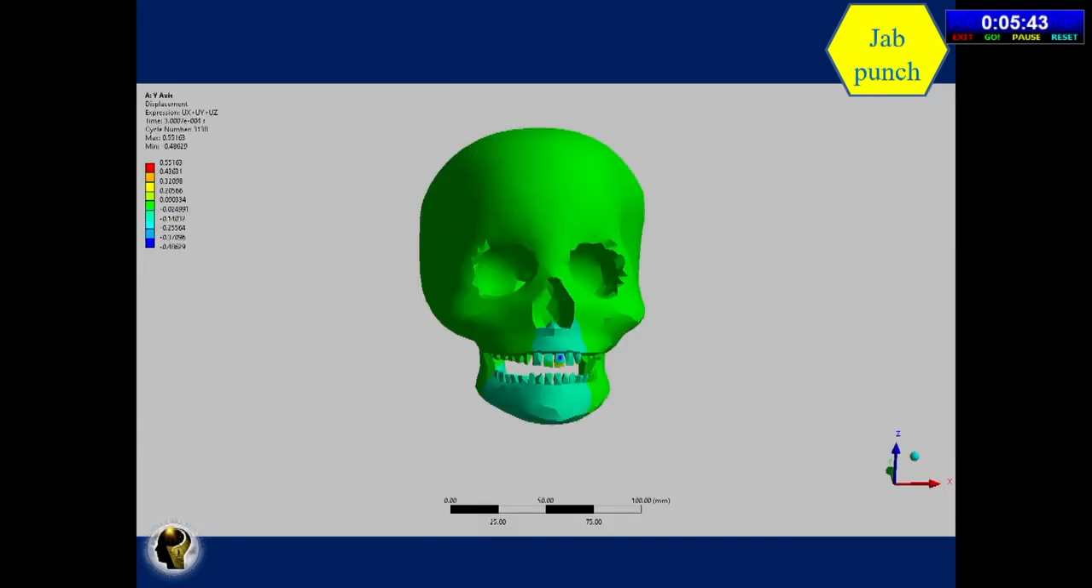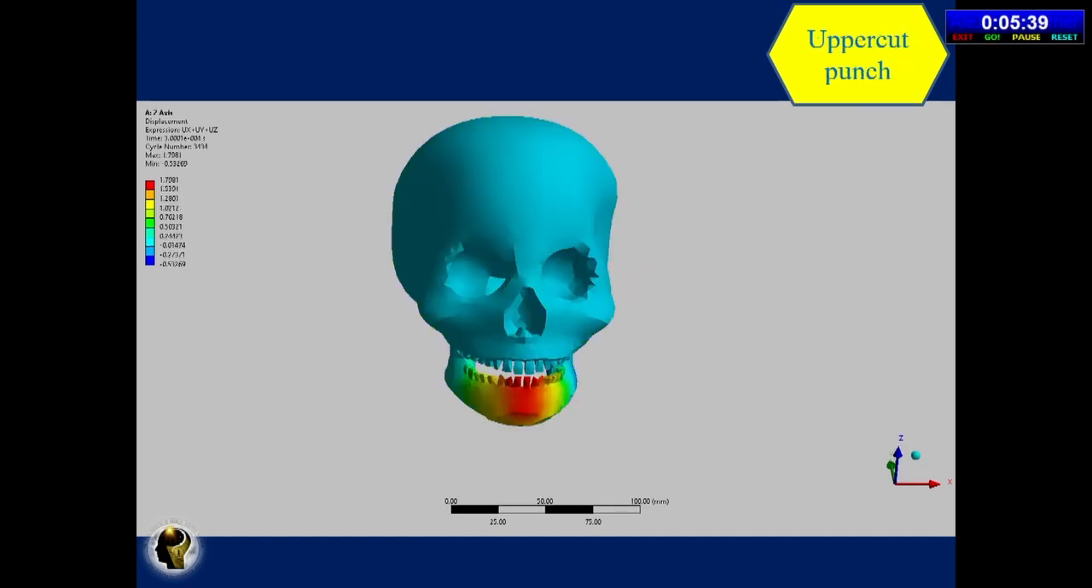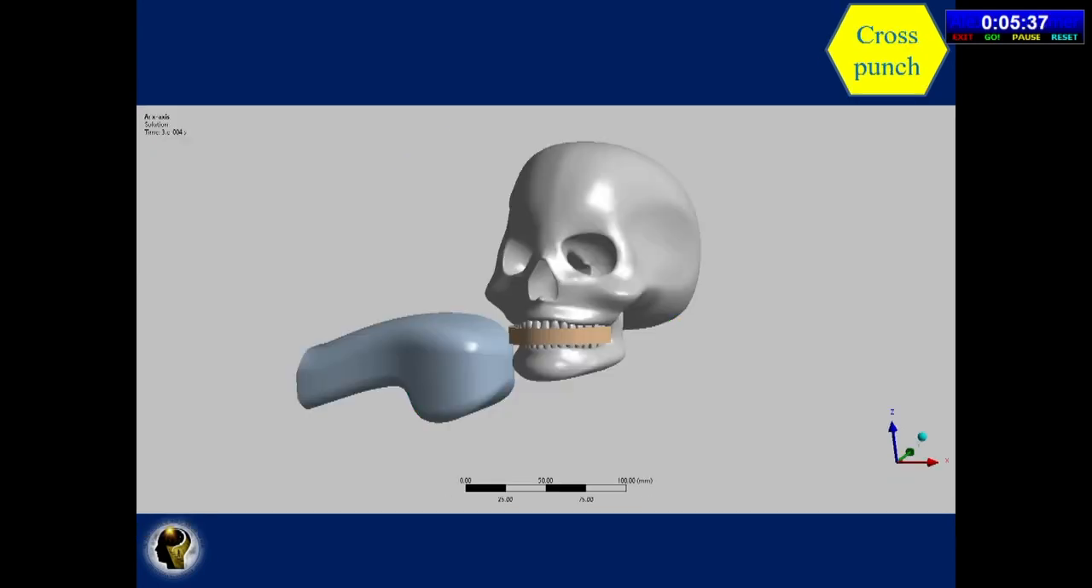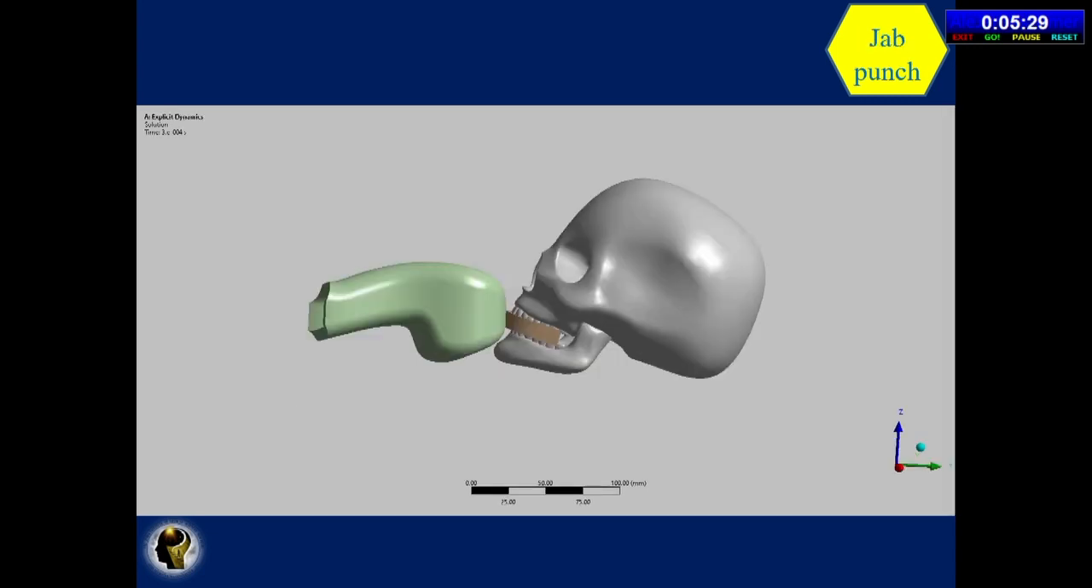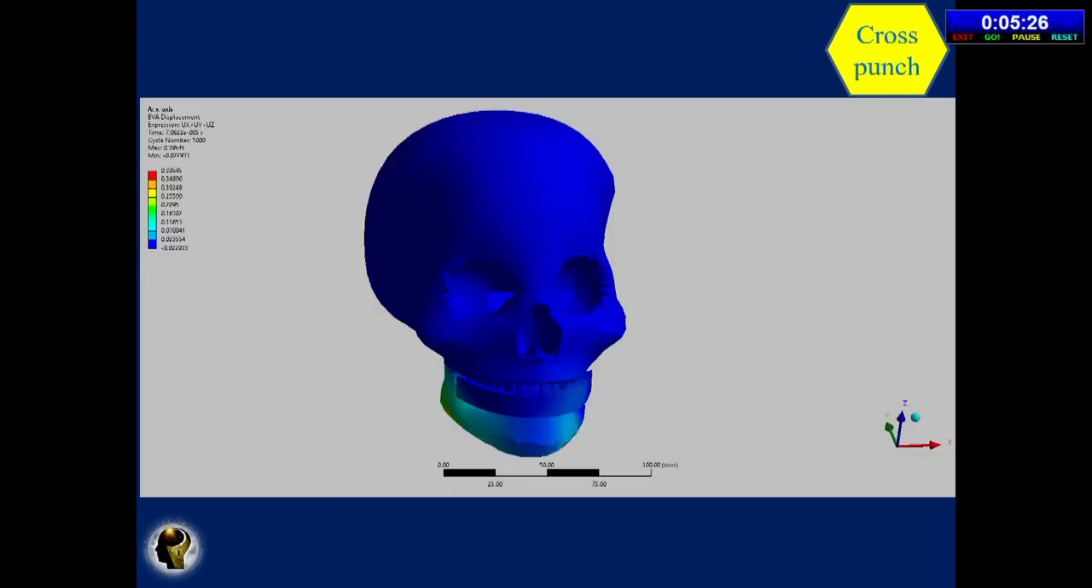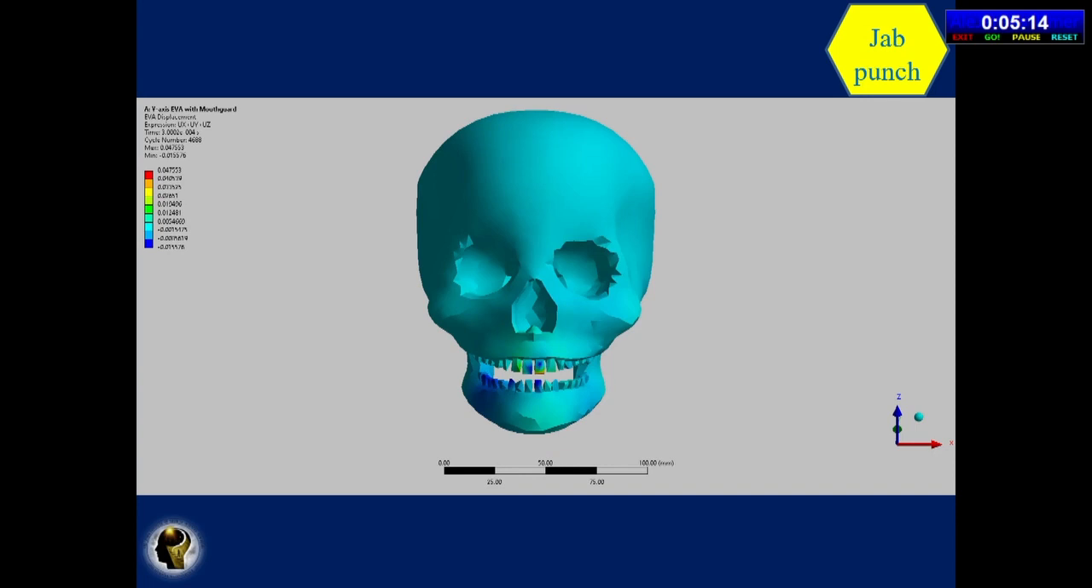So here the force is transmitted to the skull in the jab punch and in the uppercut punch. When the same simulation was run with the mouth guard, again we studied the 3 punches across the X, Y, Z axis: cross, jab, and the uppercut. And again we studied the displacement, and we can appreciate that the amount of displacement is less as compared to when the player is not wearing a mouth guard.